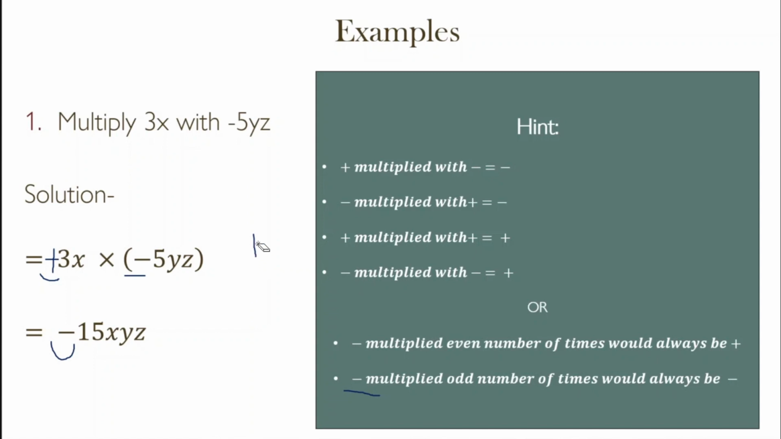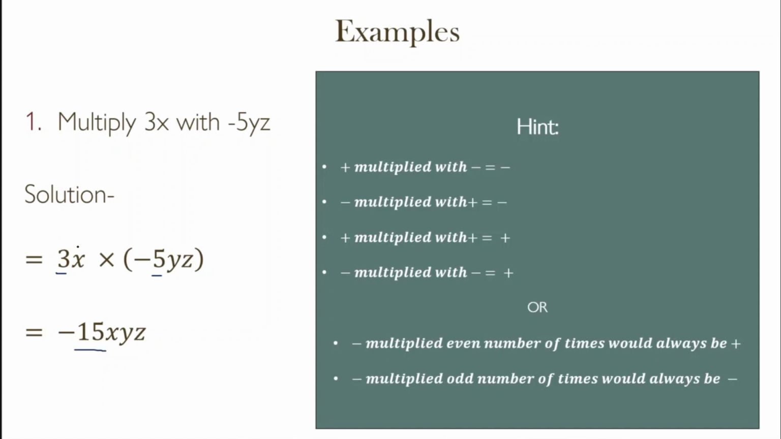Now the second step says multiply the numbers or the numeric coefficients. Numeric coefficients means the numbers which are written before the variables in the question. Like here, 3 is the numeric coefficient of x and minus 5 is the coefficient of yz. We have multiplied the signs, so now we are left to multiply the numbers. So 3 times 5 is 15, that's how we got 15.